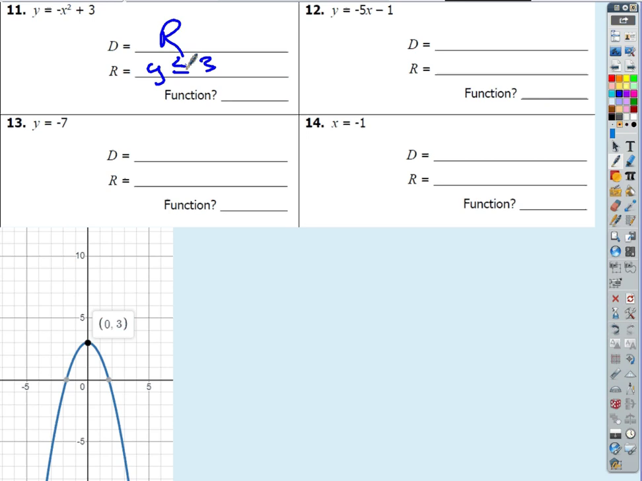Is it a function? Yes. Yes, it is. Who said no? The vertical line test, yeah. Some of them are, some of them aren't. So what about this one? What's that equation going to be?